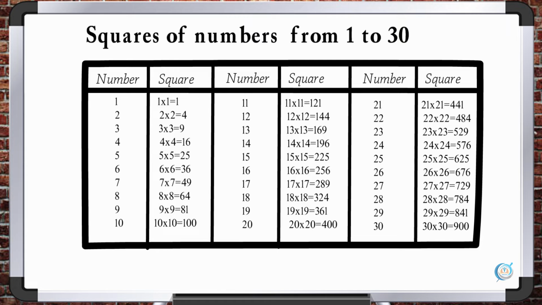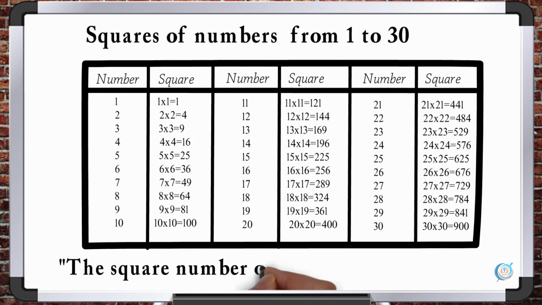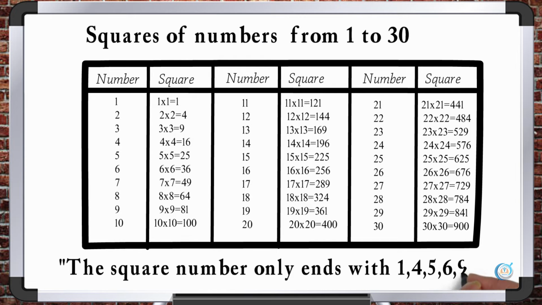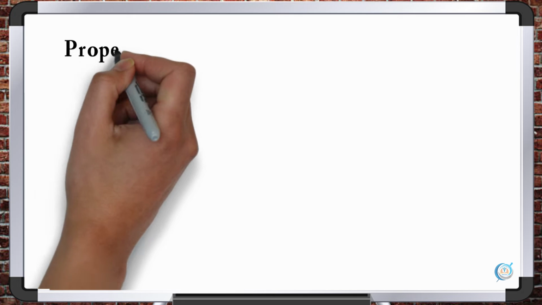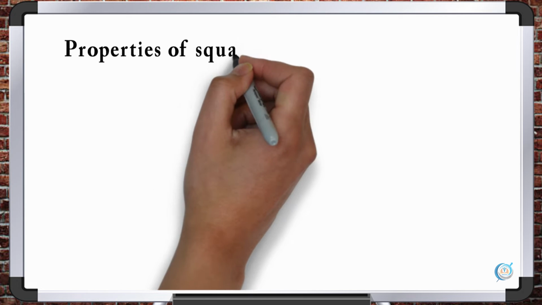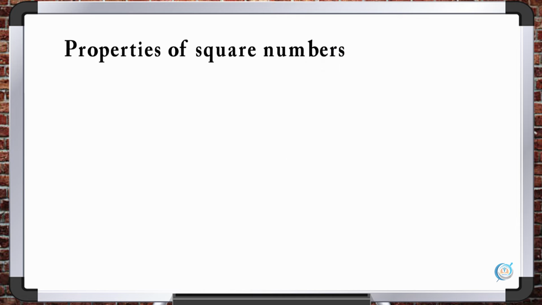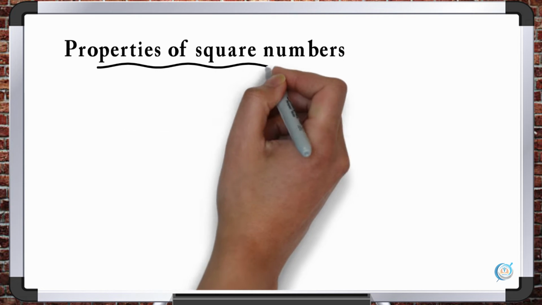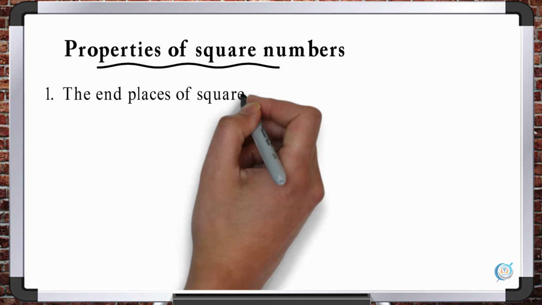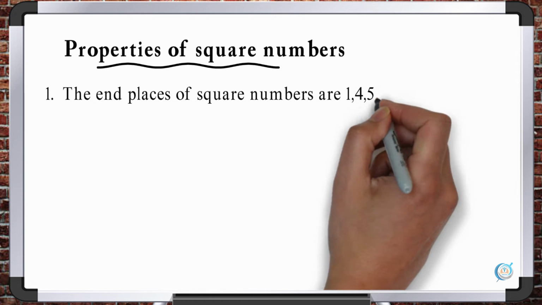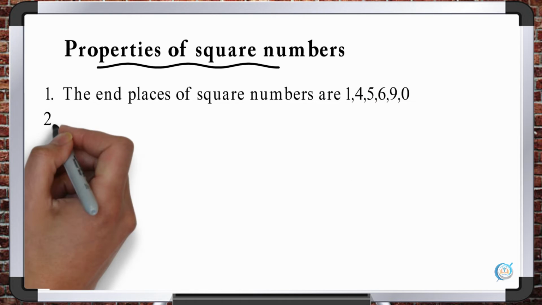900. Here from the table we can see that square numbers only end with 1, 4, 5, 6, 9 and 0. Now let us go through the properties of square numbers. First property, as we have seen earlier, the ones place of square numbers will be 1, 4, 5, 6, 9 and 0.